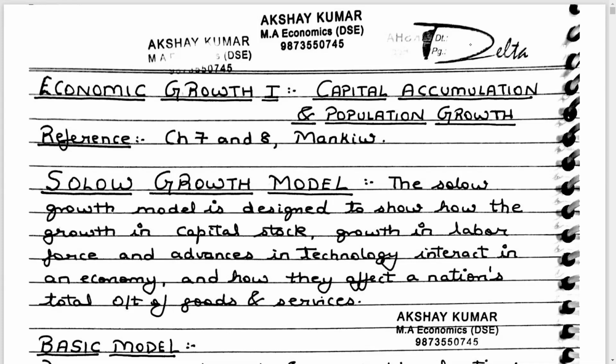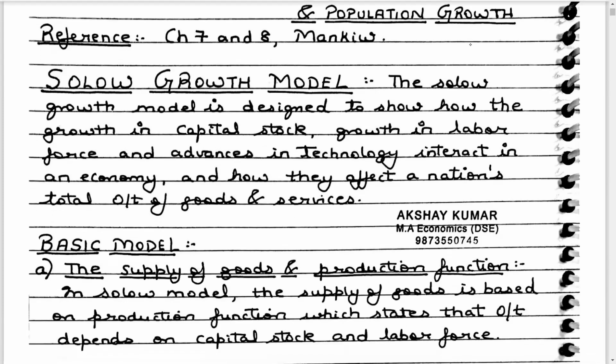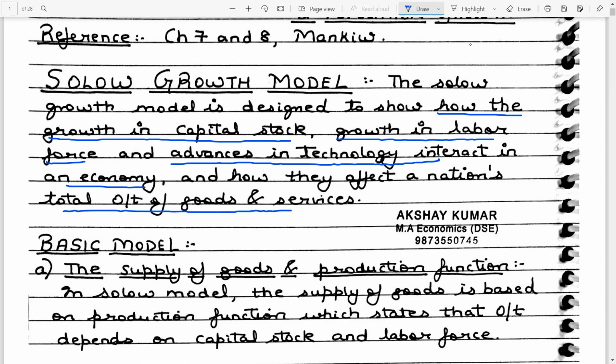Now, this is the Solow model within economic growth. So let's analyze this model and see how Solow explains growth in the economy. To understand that, let's first look at the basic description of the model. The Solow growth model is designed to show how the growth in capital stock, growth in labor force, and advances in technology interact in an economy, and how they affect a nation's total output of goods and services.